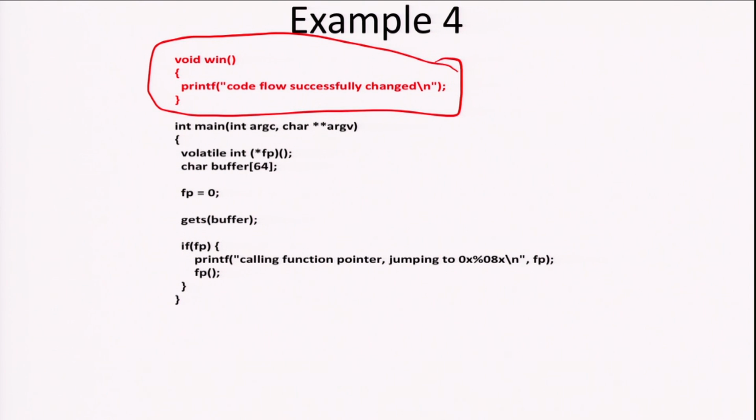Again, we have a volatile pointer, in this case a function pointer, and then a buffer variable, and originally the function pointer is assigned null. We get a value from the input into buffer, and if the size of that input is above 64, then hopefully we'll be able to change the function pointer variable's value. And if we can change this value to the address of the function win, then the function win will be executed. So let's see how we do this.